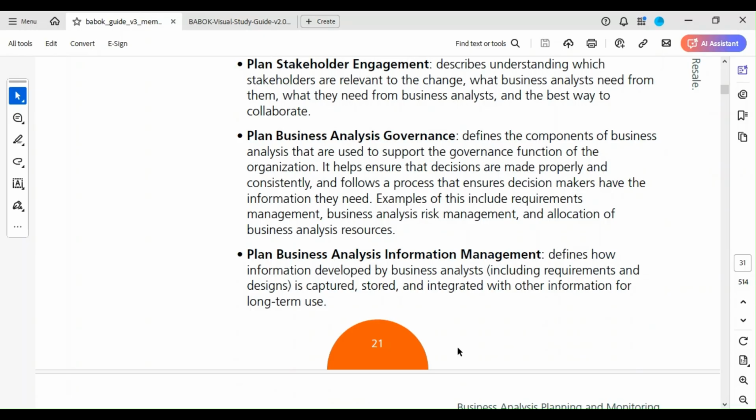Plan business analysis information management. Now, when you're working as a business analyst, you're going to collect so much information.